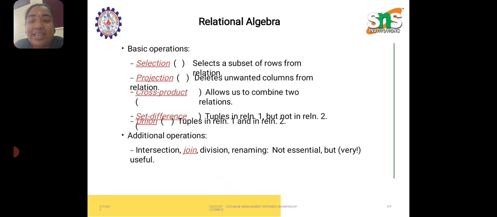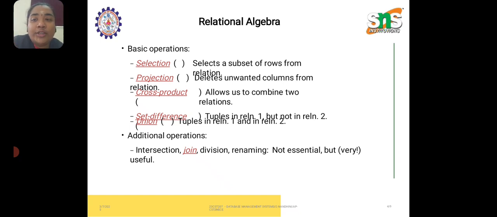Next one is the rename operator. The rename operator in relational algebra is used to rename the attributes of a relation, particularly useful when you want to perform operations like joins on relations.